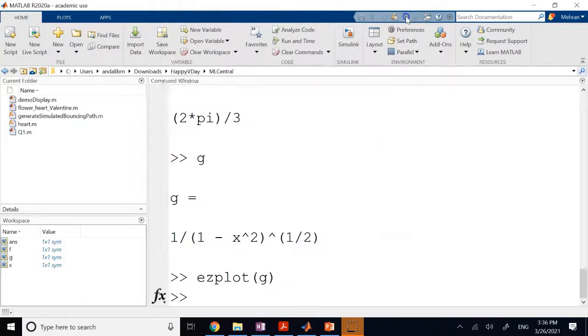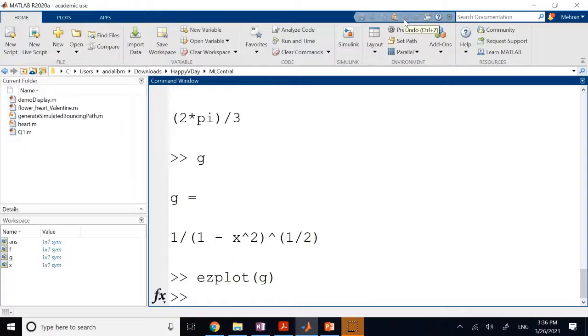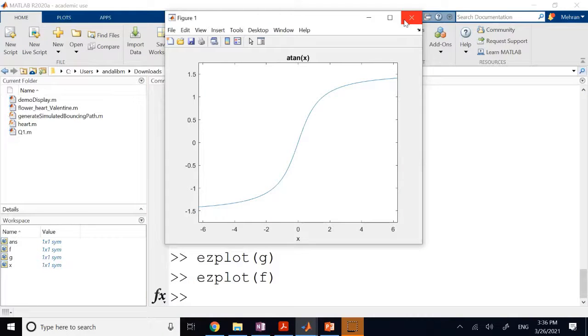Let's use another function. What was f? f was arctangent, right? Here, you probably recognize arctangent more easily. The sigmoid function, we sometimes call it also. Okay, so ezplot.